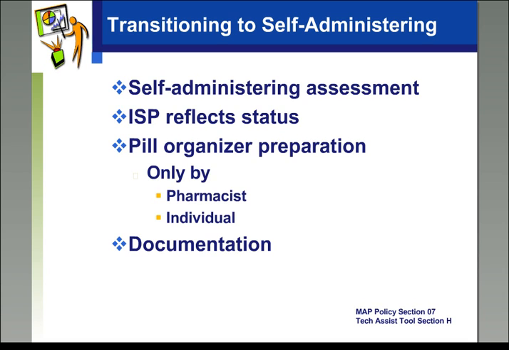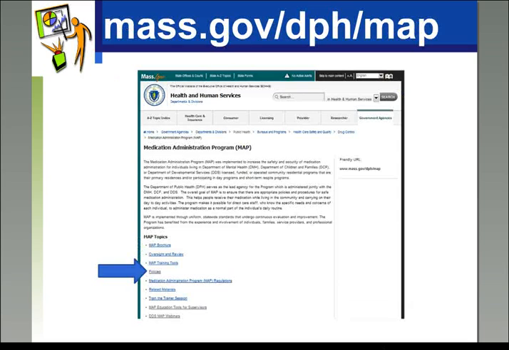For more information on self-administration, use the map-friendly URL. Click on Policies. This brings you to the policy manual. There are no standardized DPH forms related to self-administration. Policy Section 07 does include optional forms for your use.